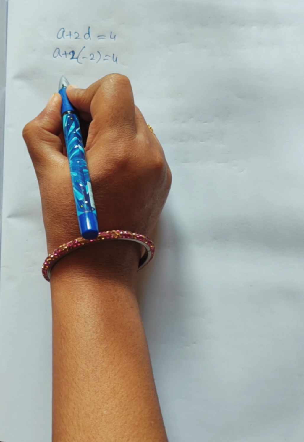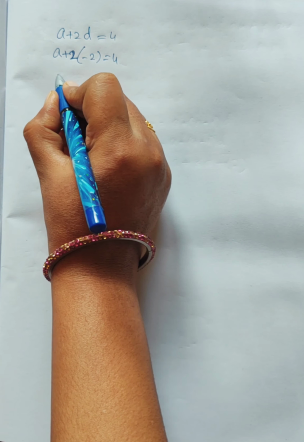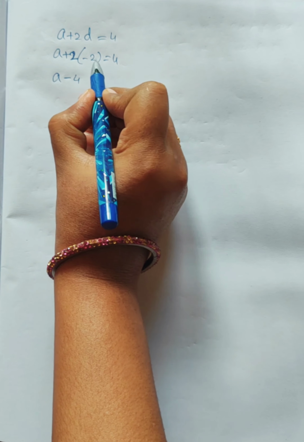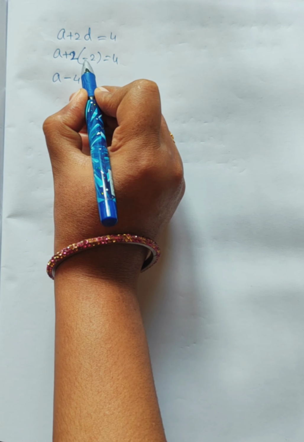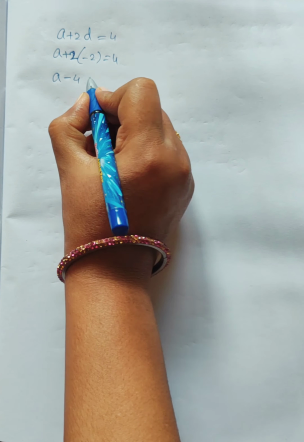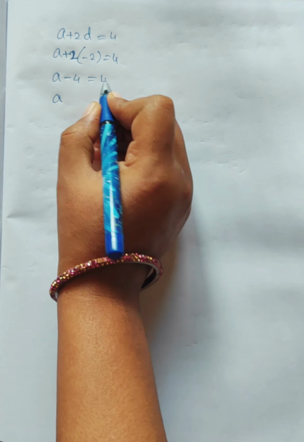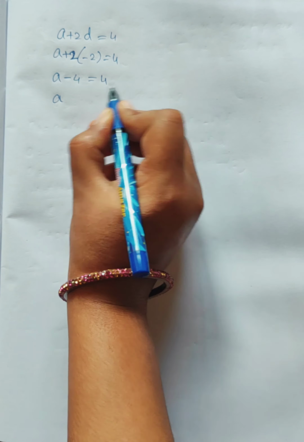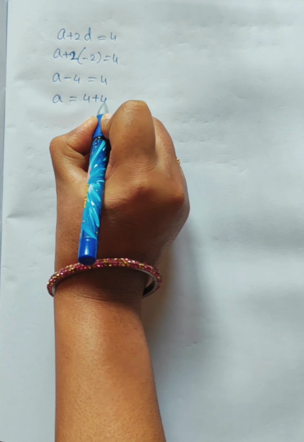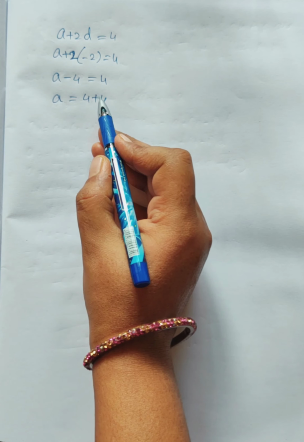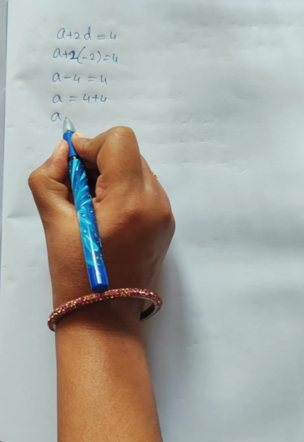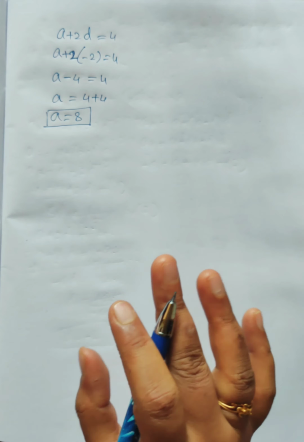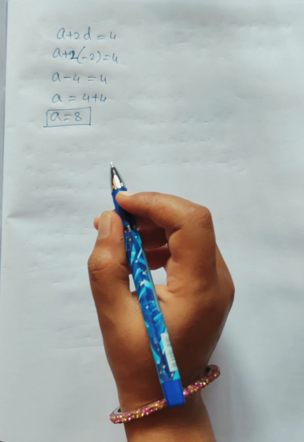So a minus 4. 2 2s are 4, no? And here it is plus into minus will be minus, which is equal to 4. a, keep it as it is. This 4 you shift here. When you are shifting here, negative will become positive. So 4 plus 4. This 4 you are going to add it here. a is equal to 8. 4 plus 4 is 8. So this is the first term. So we got the common difference and first term.